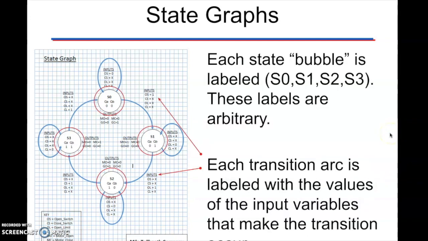So here we see that each state bubble is labeled as S0, 1, 2, or 3. These labels are arbitrary, but they do help us track what state we are in. And then each transition arc is labeled with the values of the input variables that make the transition occur. So if we look at the transition arc here, we can see that these inputs are what either cause the transition or cause the state machine to hold the state.